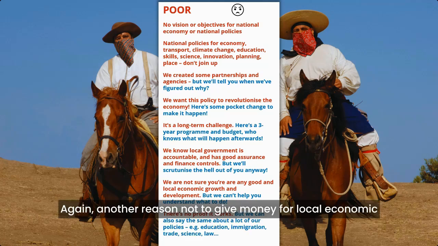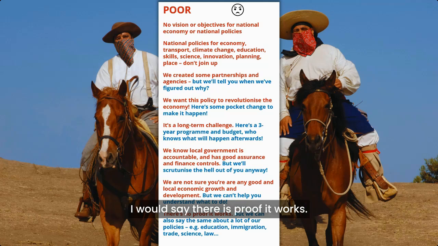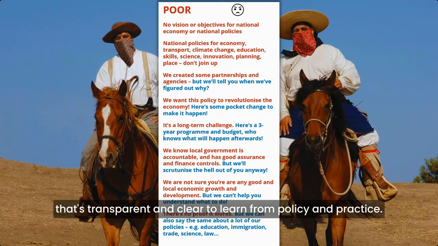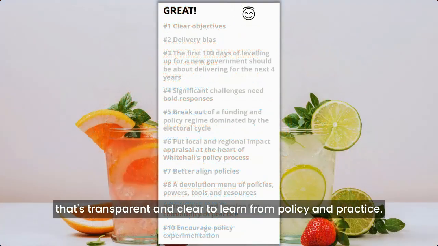Again, another reason not to give money for local economic development is to say, well, there's no proof it works. But I would say there is proof it works. And we could say the same about a lot of other policies in national government, such as education, immigration, trade, science, law. They aren't really evaluated. So you really need to set up an evaluation culture that's transparent and clear to learn from policy and practice.